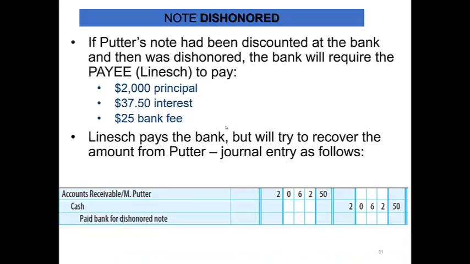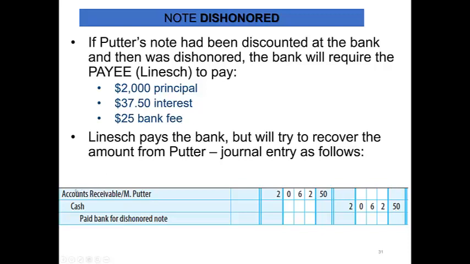If the note had been discounted at the bank, that's kind of a whole different entry. The bank is going to require the company to now pay what the payee didn't pay. So Lanesh was the person owed the money. Lanesh sold the note to the bank, and the bank didn't collect from Putter. So what happens is now Lanesh has to cover what Putter should have paid. We're given some information here to say that the bank is charging a $25 bank fee on this dishonored note.